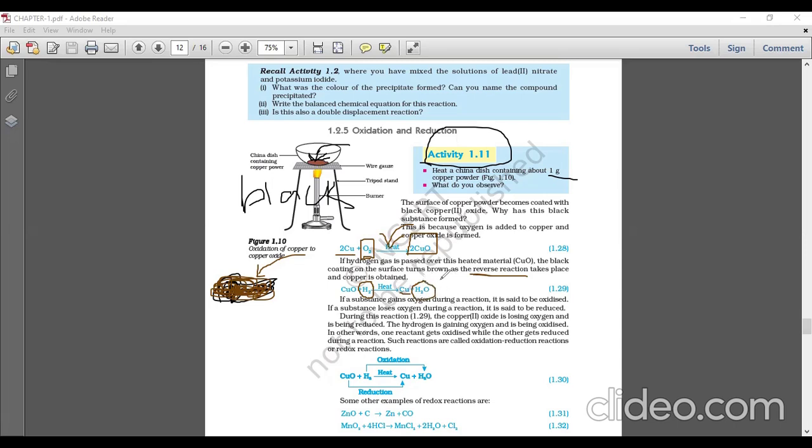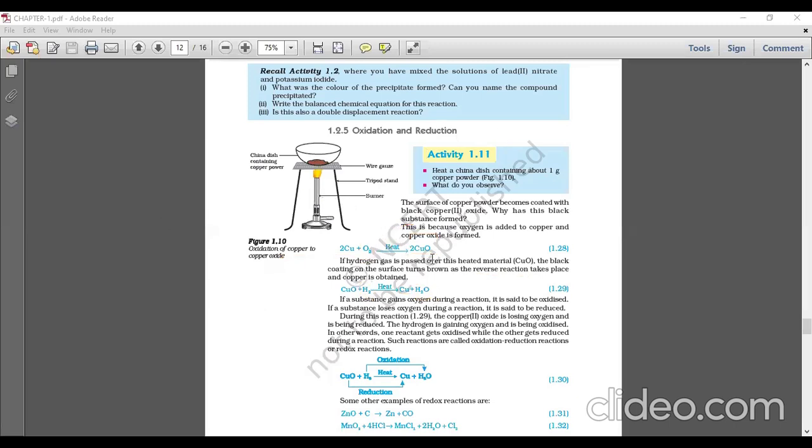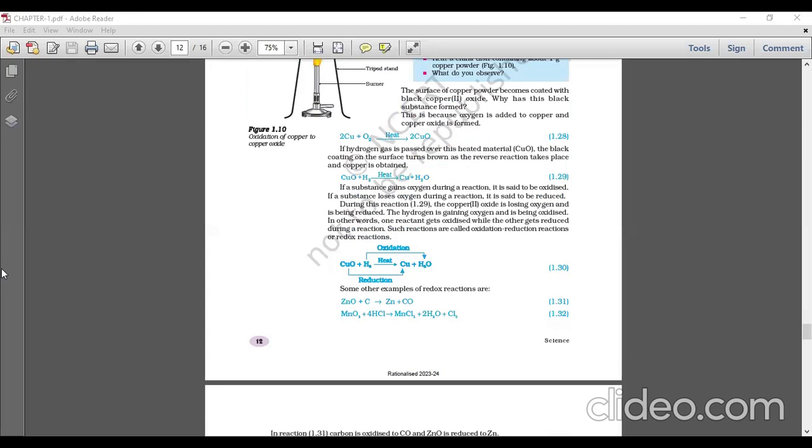So this is about reversible reactions. This is activity 1.2.5, and a few equations are given. He's asking to find what is oxidation and what is reduction. What is oxidation? Oxidation is nothing but gaining of oxygen. Here, if you observe, hydrogen does not have oxygen, so it gained oxygen, so it is called oxidation. Copper has oxygen, so it lost the oxygen, so it is called reduction.